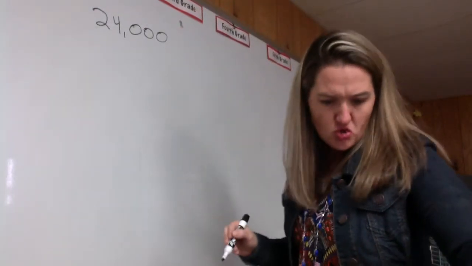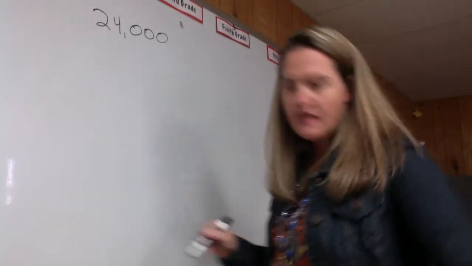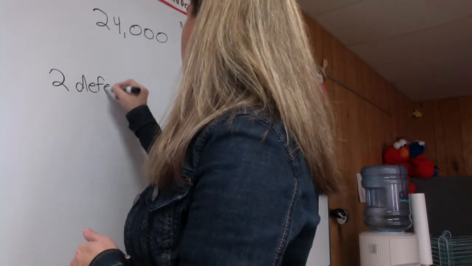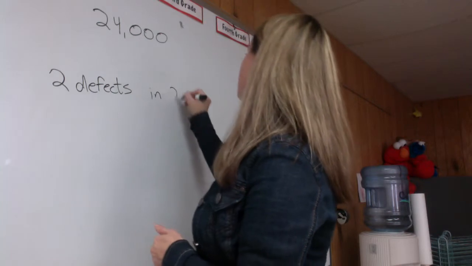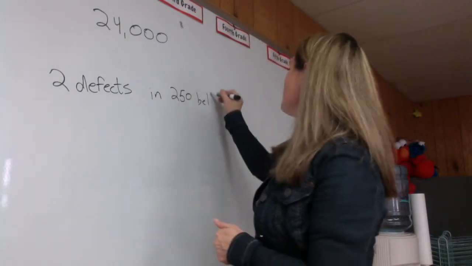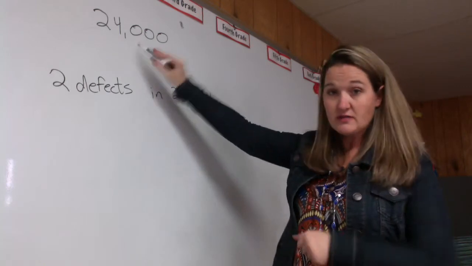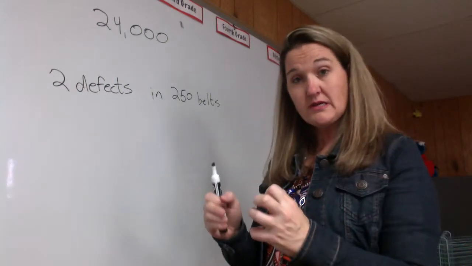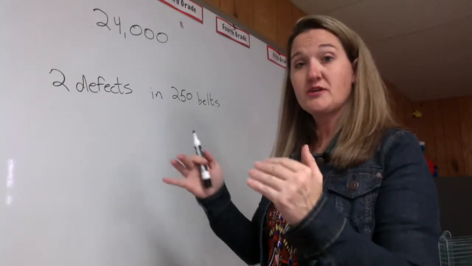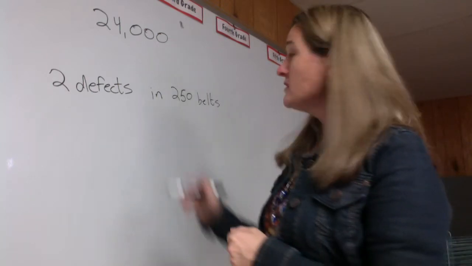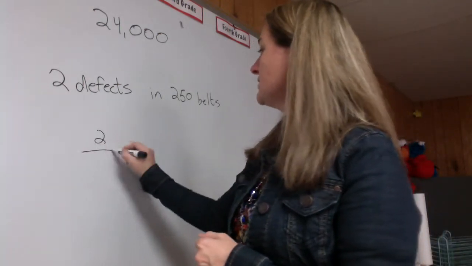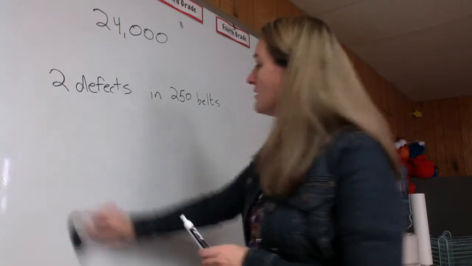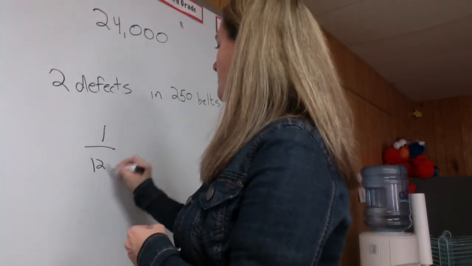Now we're told out of 250 belts sampled, 2 were defective. So again, total population, 24,000. That's all of them. Sample size, 250. We're going to use the smaller sample to make a prediction that we can apply to the larger population. So 2 defects in 250 belts. Let's set that up as a fraction and simplify it. 2 over 250, I know that is 1 over 125.